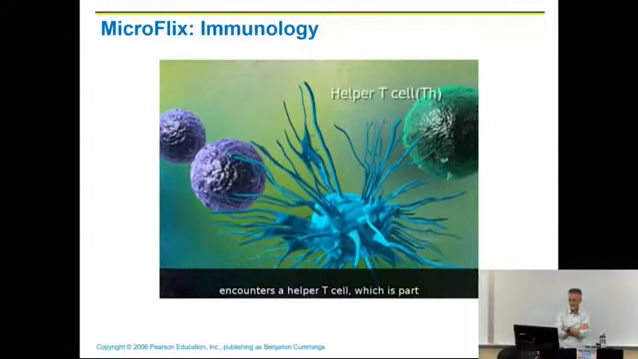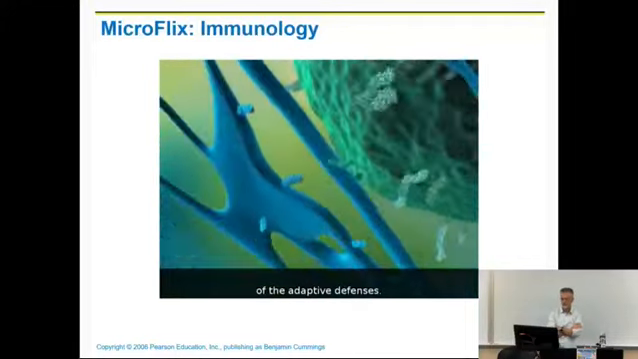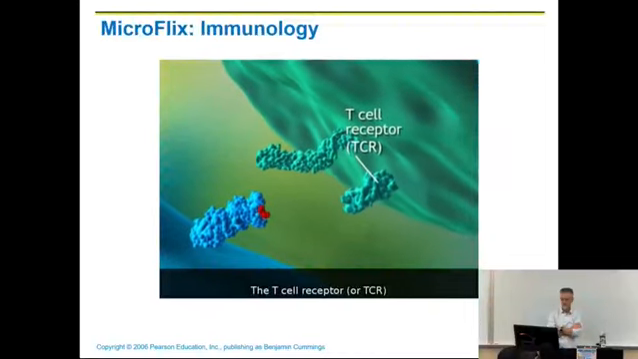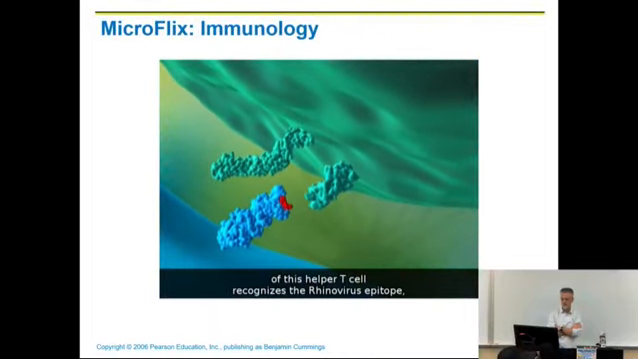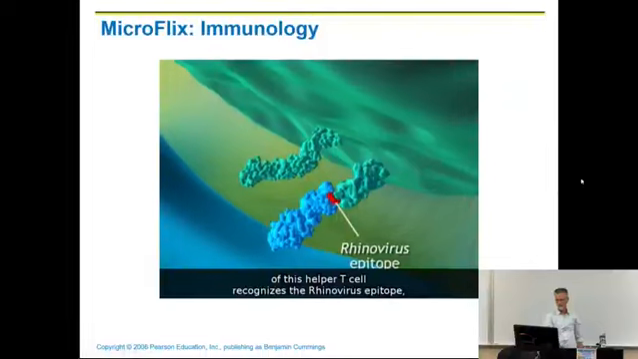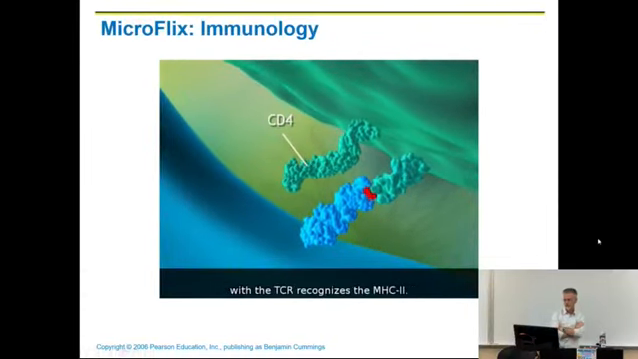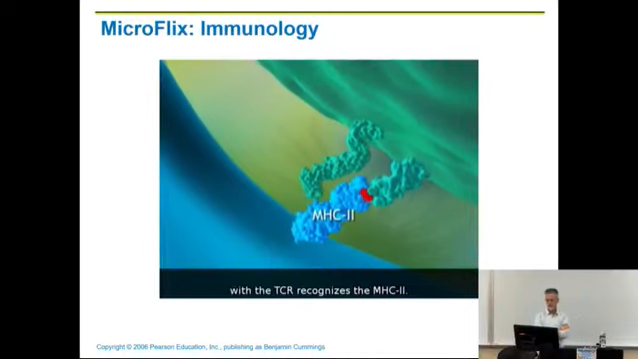Here, the dendritic cell, part of the innate defenses, encounters a helper T cell, which is part of the adaptive defenses. The T cell receptor, or TCR, of this helper T cell recognizes the rhinovirus epitope, while the CD4 glycoprotein associated with the TCR recognizes the MHC2.